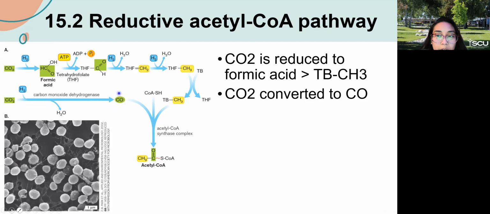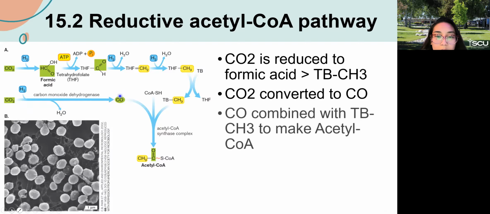All right, weird. And then together, this CO is combined with the TbCH3 from earlier, and together they're going to make acetyl-CoA. Of course, we have to add the CoA there, but yeah, so all of this and this combine to make acetyl-CoA, which is super weird. And then this acetyl-CoA can go into gluconeogenesis, which produces glucose, or the acetyl-CoA can be used in the TCA cycle, either way. But yeah, kind of a weird way to make acetyl-CoA.